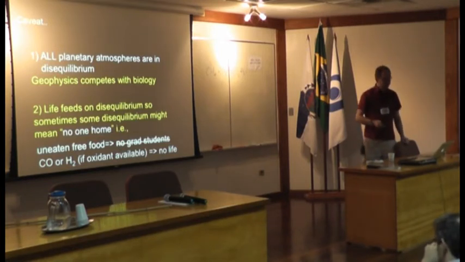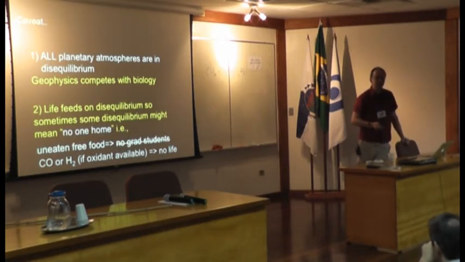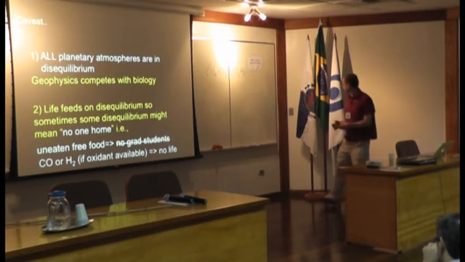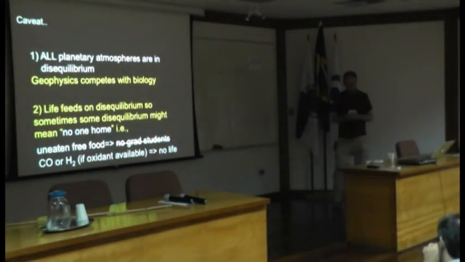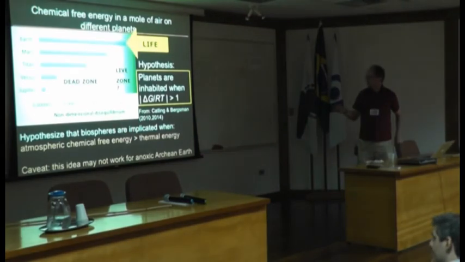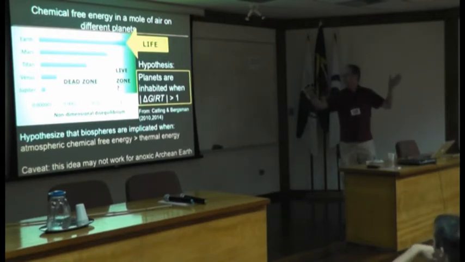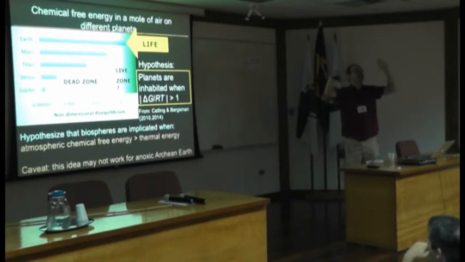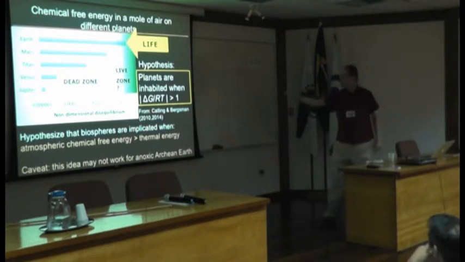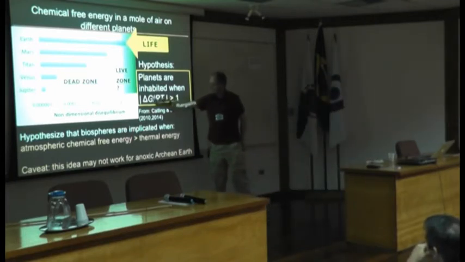If you do some calculations for our own solar system, you can see the differences in disequilibrium. So I've done some of that, but I haven't actually published it except in conference abstracts, but here it is anyway. This is the change in Gibbs free energy if you take a mole of air on one of these planets and you react everything to chemical equilibrium. How much energy do you get? So that'll be joules per mole here.